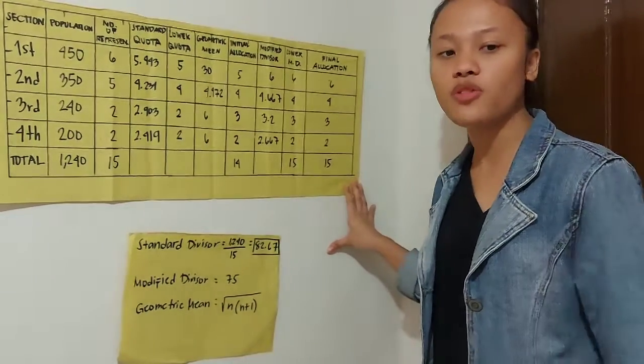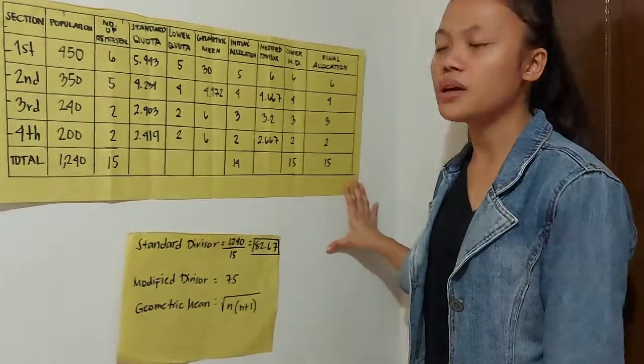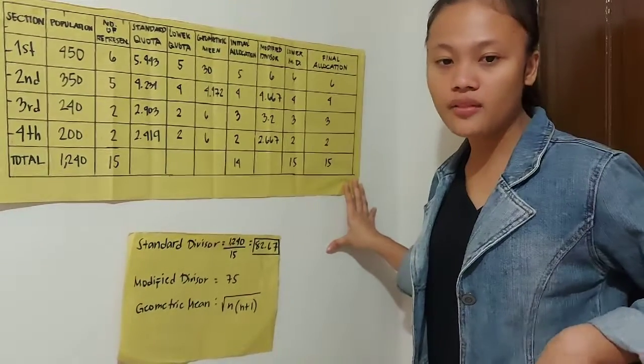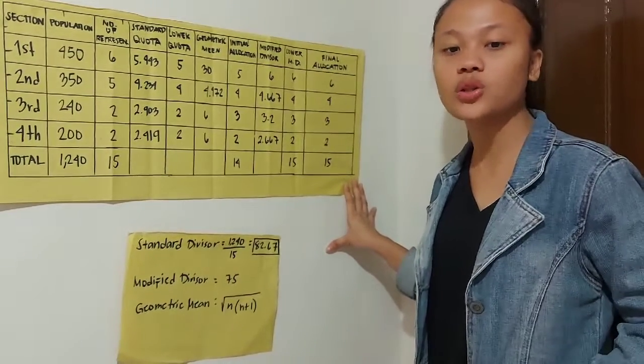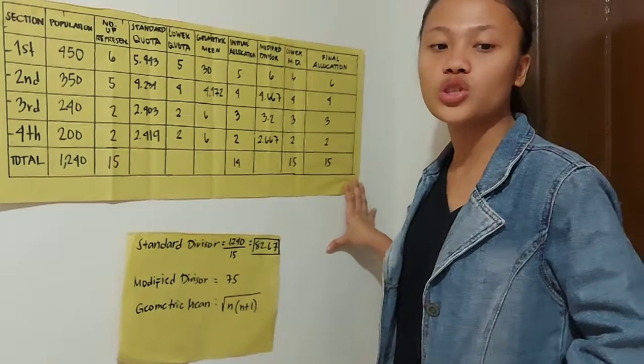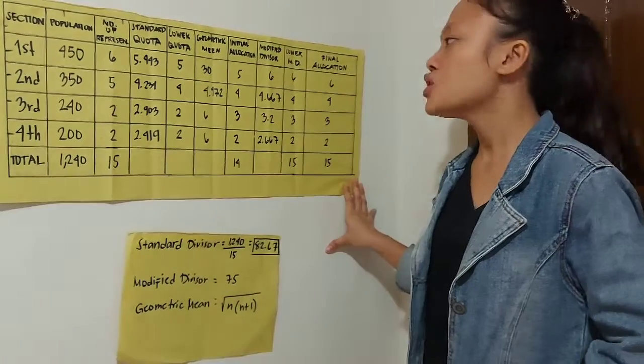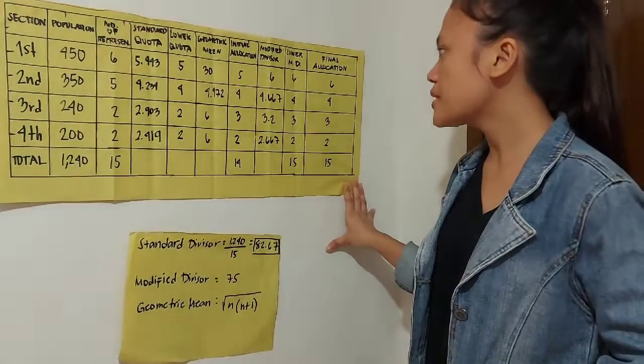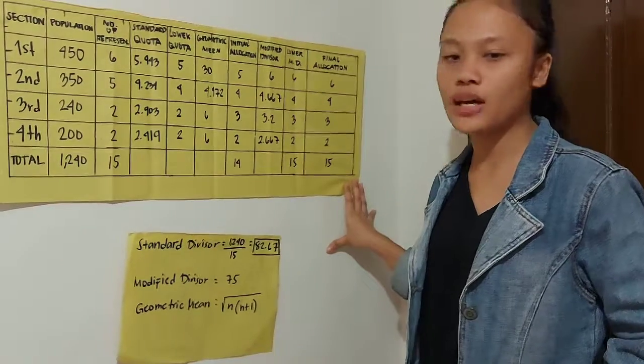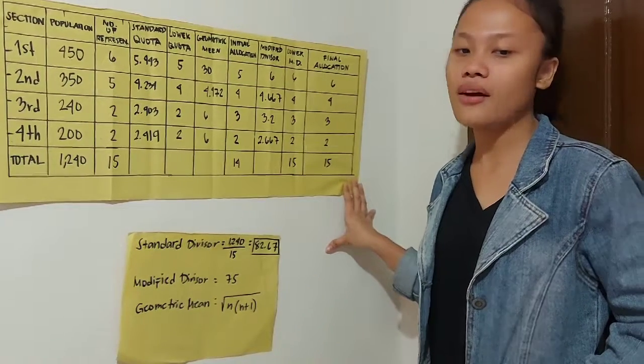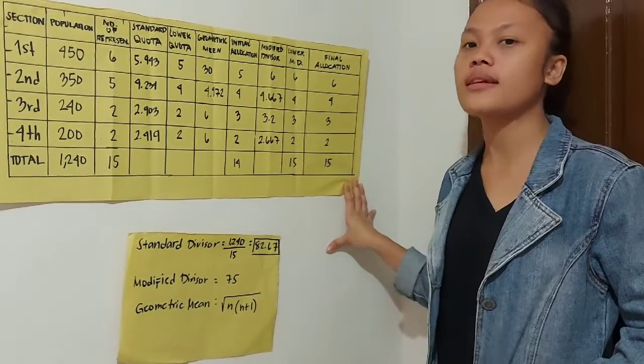Question number 5: refer to the problem in number 4. If the head of the school wants another individual to look over the event, which year will be assigned? The year that will be assigned for that is the first section, because they have the most number of recruited individuals.